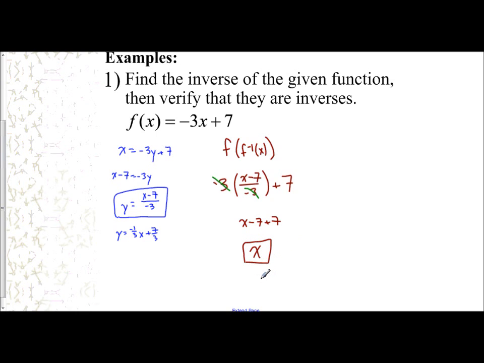And that's what our property says, that if two functions are inverses of each other, when you take the composition of it, you should get x when you simplify. And so that works there.